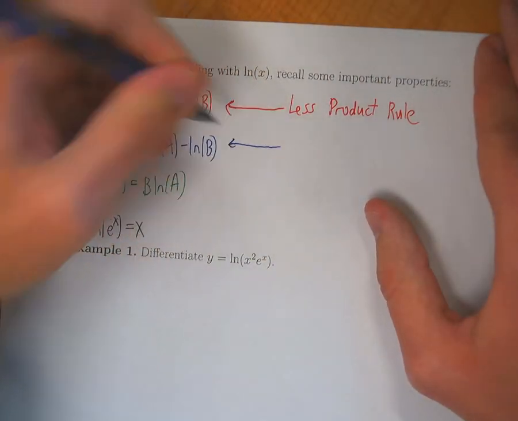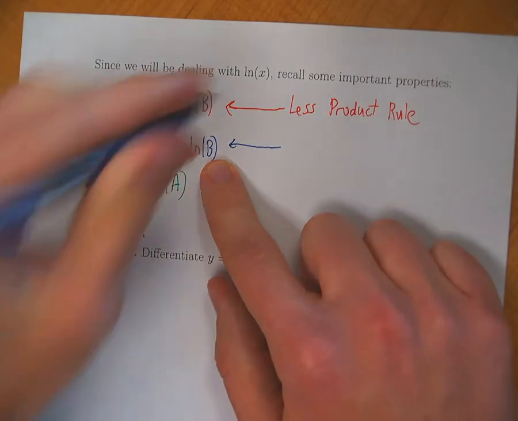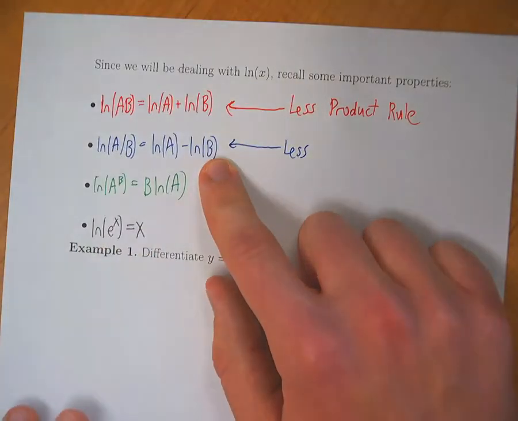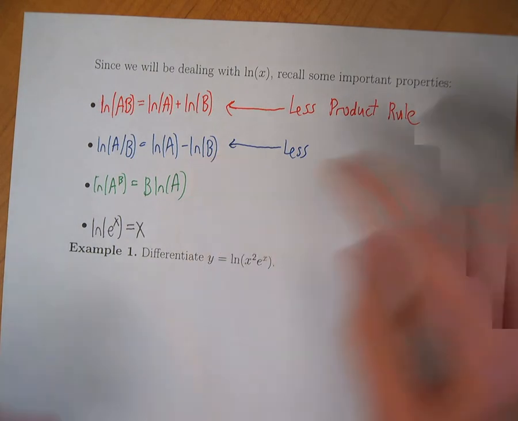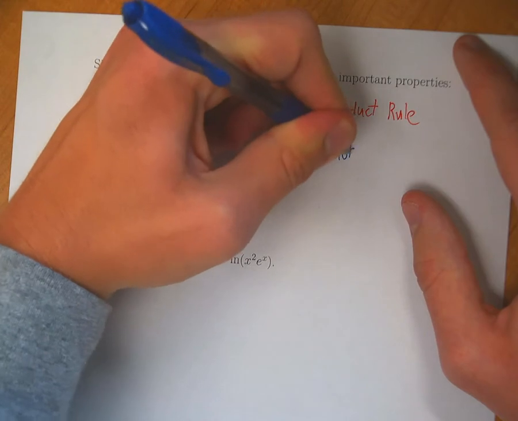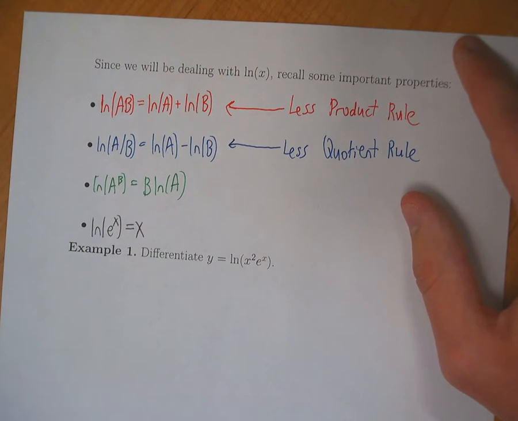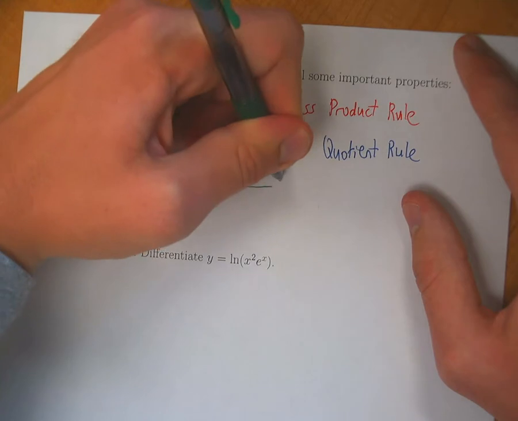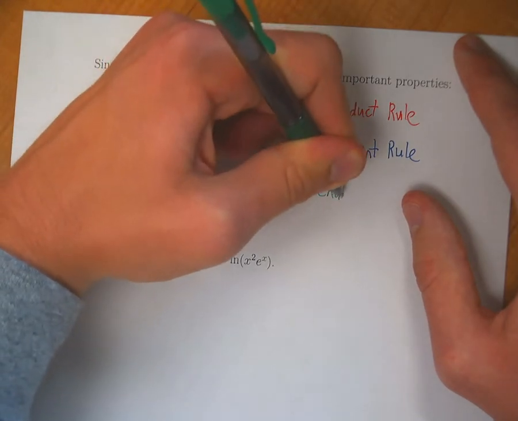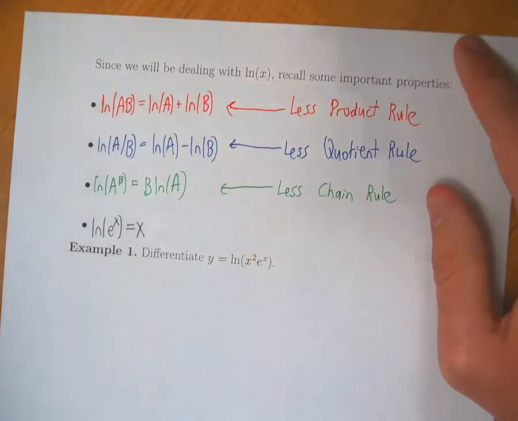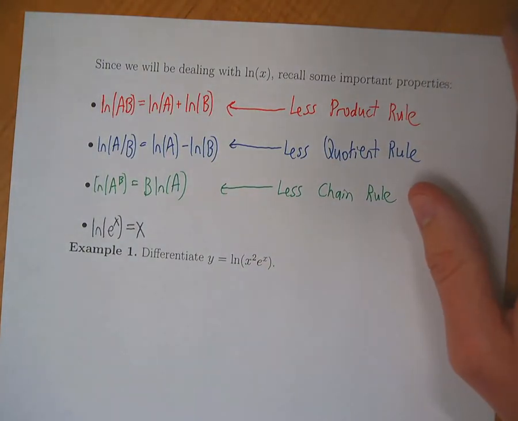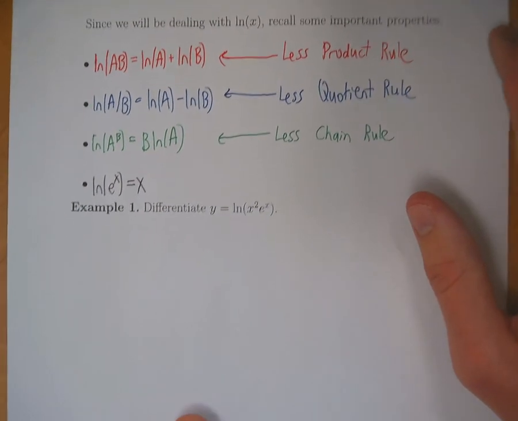In a similar fashion, if we take a look at this second property, that will give us less of which rule? Less quotient rule. Good. Less quotient rule for property 2. And then the third one is going to help us out because this will actually give us less chain rule. So that's all I wanted to say on that. Any questions on that before we get to example 1?